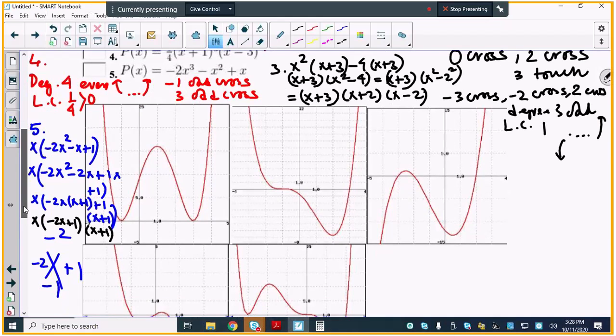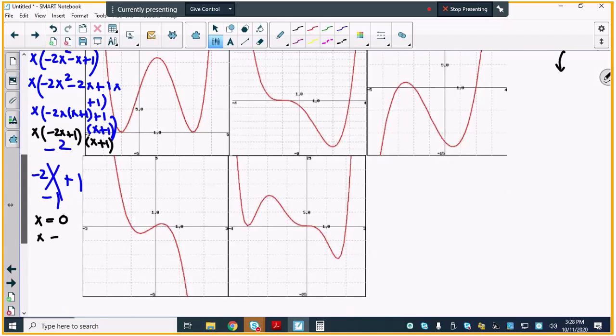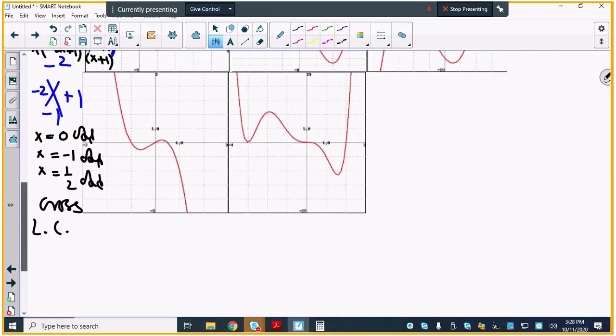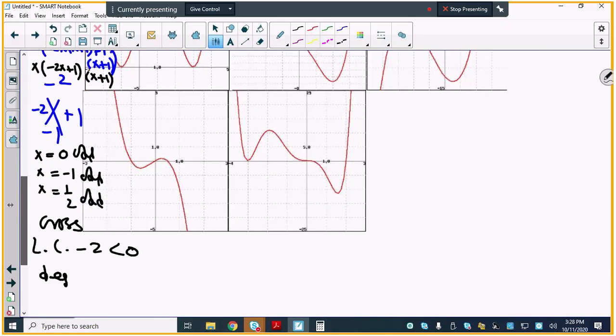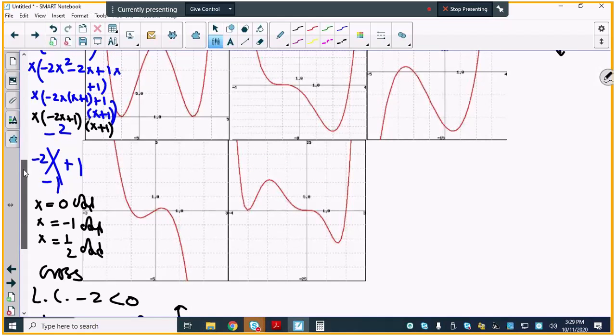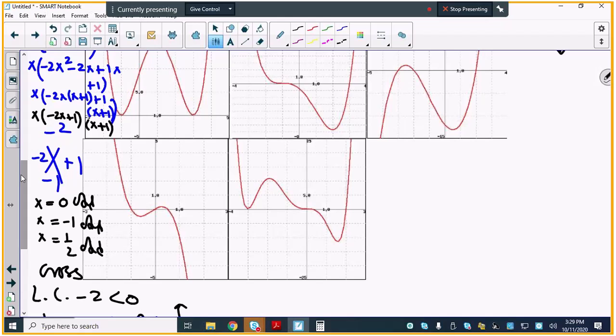So I know the solutions now. The solutions to this one are x equal to 0, x equal to -1, and -2x plus 1 equal to 0 means x equal to +1/2. And all of them are odd multiplicities. So at all of them, we are going to cross the x-axis. Leading coefficient in this problem, remember the leading coefficient is -2 in the fifth polynomial, less than 0. Degree is 3, and that's odd. So the left end of the polynomial will go up, the right end will go down. Left end go up, right end go down, and there is only one of them, and that's the fourth one. So this is the graph for the fifth function.